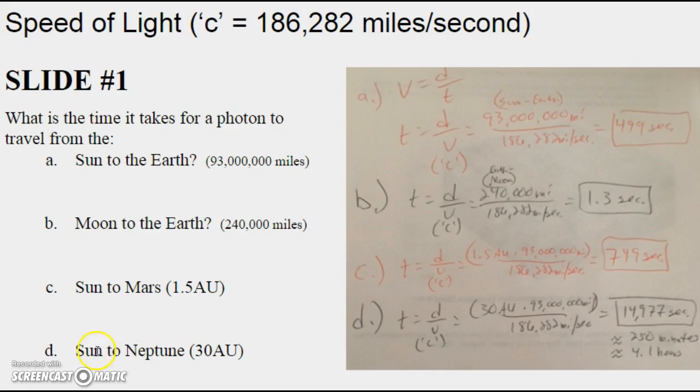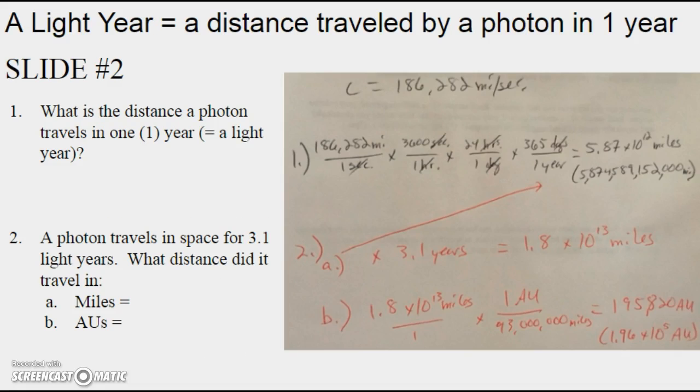And now if I solve, how long does it take a photon leaving the sun to get to the average distance of Neptune, which is 30 AUs? So t is equal to distance divided by the speed of light. 30 AUs times 93 million divided by 186,282 miles per second. I get 14,977 seconds, which is about 250 minutes, which is 4.1 hours. Now I remind you, I'm just giving you examples of problems to help you solve them.